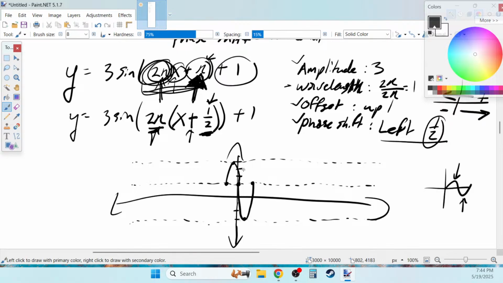So this point here is the point 1/2 comma 1. This point up here is the point -1/4 comma 4.